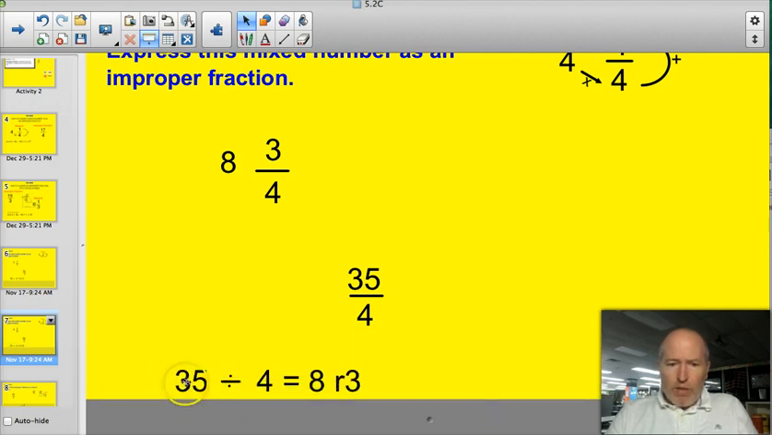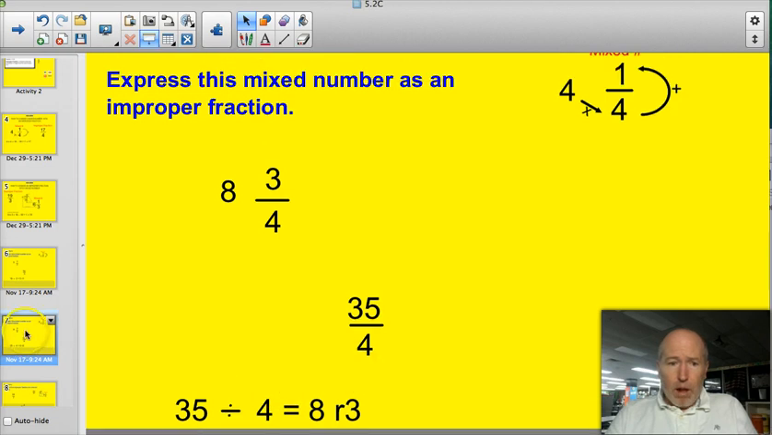So 35 divided by 4, well, 32 divided by 4 is 8. So I've got 8, and then I have 3 left over. So here's my 8 and 3 left over. Let me double check real quick. 8 times 4 is 32, plus 3 is 35/4. Yeah, it works. All right, well, let's try another one.